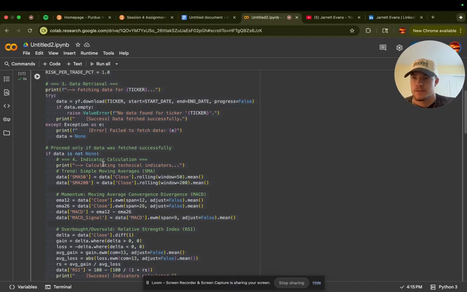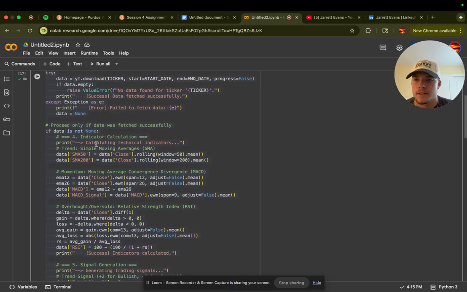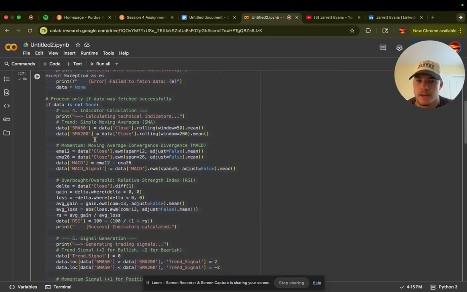Then section 3 is where we're going to get the data to look off of. It's going to be calling the Yahoo Finance API to download all the historical price data for Apple within our specified date range. And then onto section 4, where we have the core calculation engine. We're going to compute our 3 key indicators.